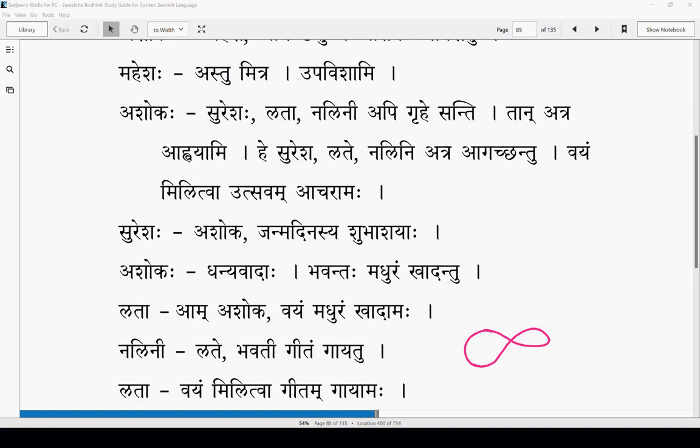If you want to use la, then the Pratipadikam becomes Nalini. If you want to use la, like for example, Kalatram. Kalatram means wife. Napunsaka Kalatram. We can use Kalatram.